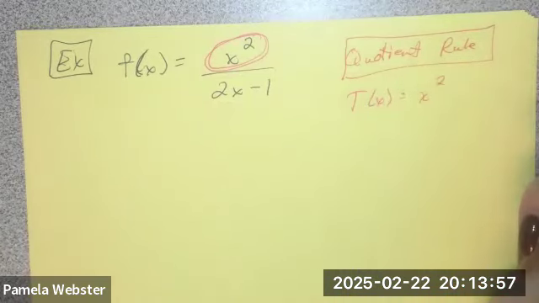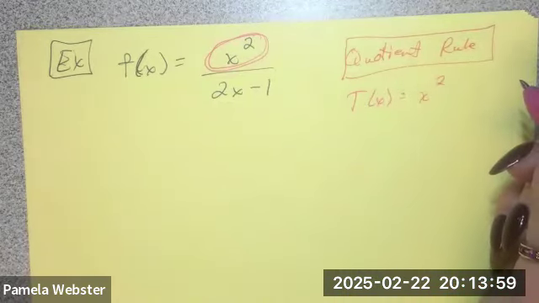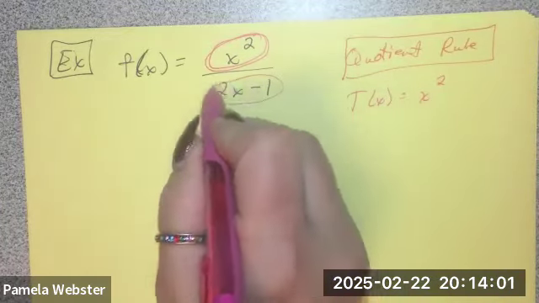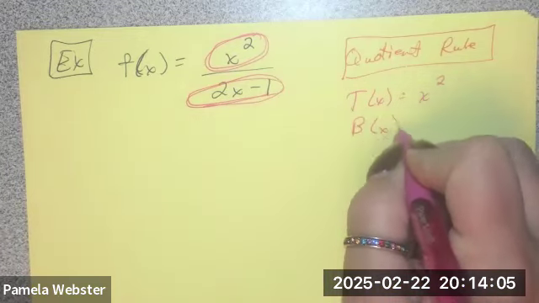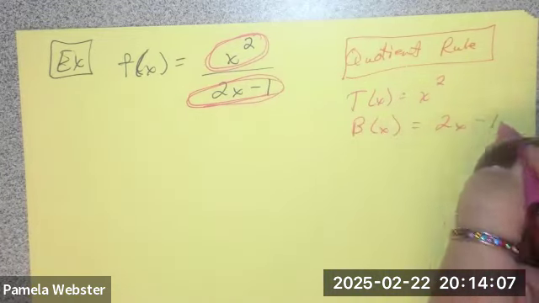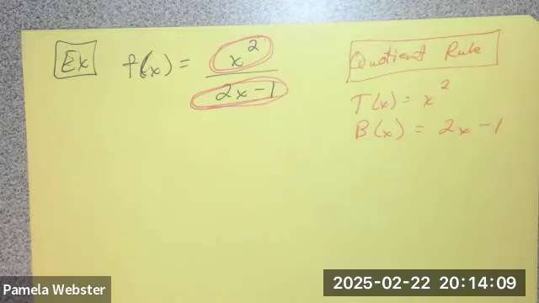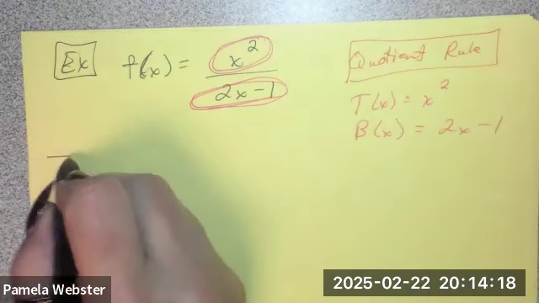I'm not going to do this every time. I just want to make sure everybody understands what we're doing. The bottom function, b of x, is 2x minus 1. So if you're having a problem with that, go back and work it out. Okay, make sure you can figure out which one's your top, which one's your bottom. So here we go.